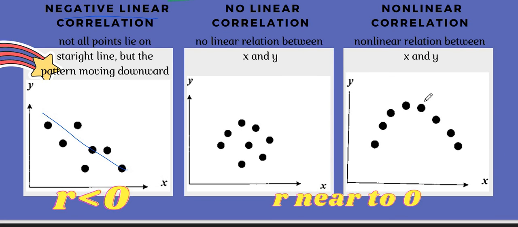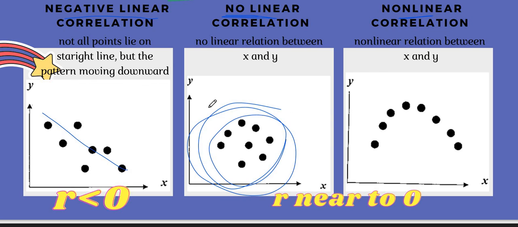Alright, so the other two here, the first one is non-linear, and this one is non-linear. Basically it's similar. Both are not linear because there is no straight line here. But for this graph there is no linear relation. We cannot say anything because it's too scattered. It's too spread. So there is no linear relation between x and y.